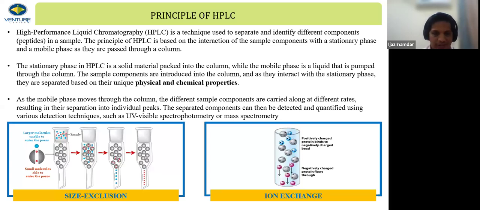You need to choose a proper HPLC. In our case, 90% of the time we are using LCMS with RPLC, reverse phase chromatography, which we will look at in the next slide. But certain times we are using ion exchange, and certain times we are using SEC, that is size exclusion chromatography. That depends upon what your requirement is.